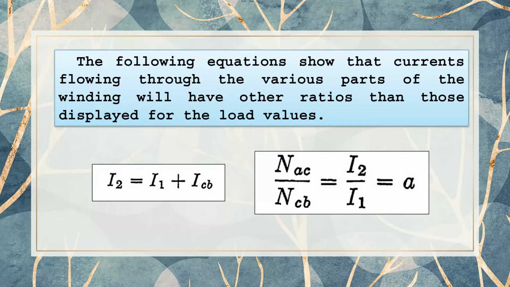So, the following equations show that the currents flowing through the various parts of the winding will have other ratios than those displayed for the load values. So, ito yung tinutukoy na mga equations. So, yung I sub 2 equals I sub 1 plus I sub CB, and yung transformation ratio which is equal siya dun sa ratio naman ng I sub 2 over I sub 1.